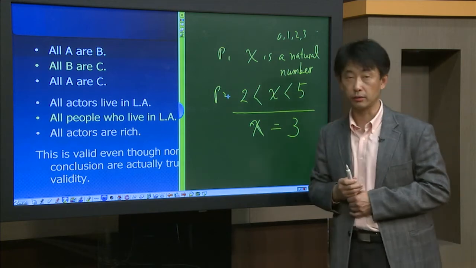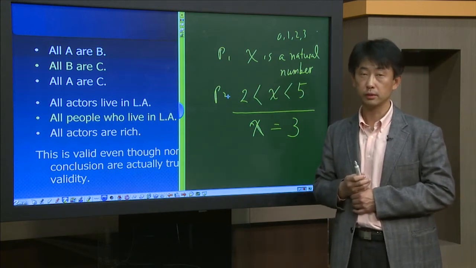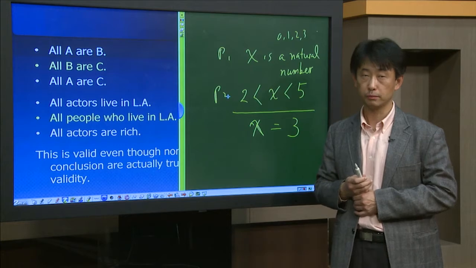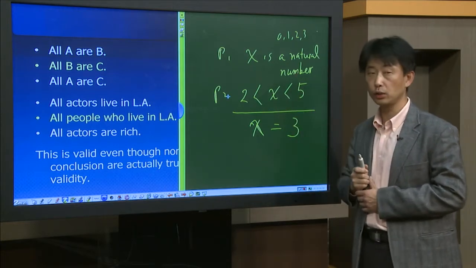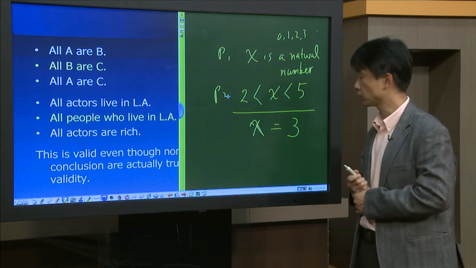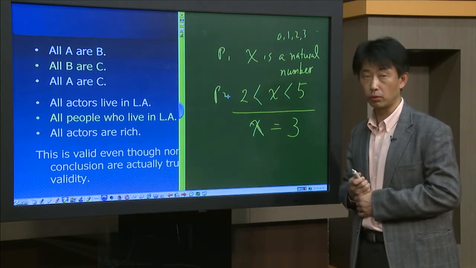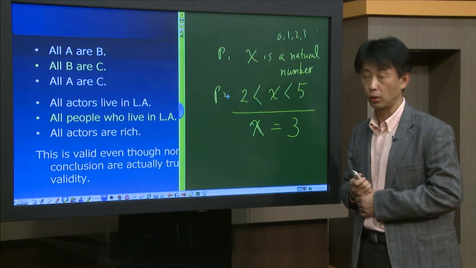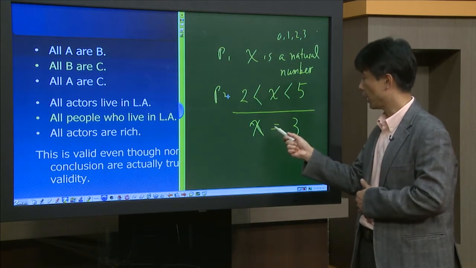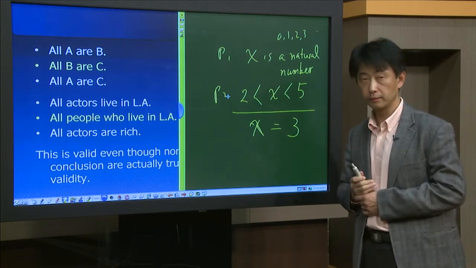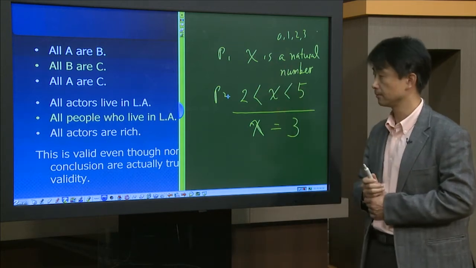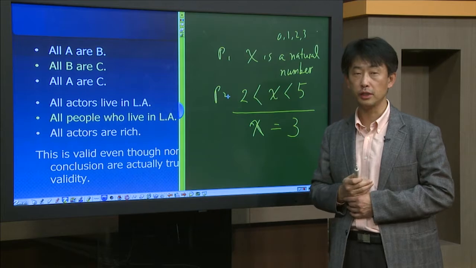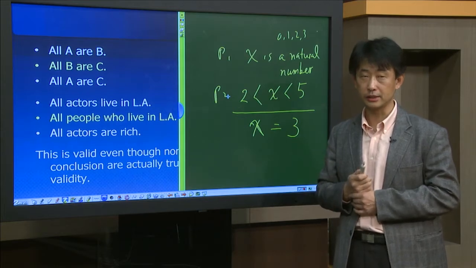And you can see that the conclusion need not be true. Because given that X is a natural number and X is between 2 and 5, X might be 4. So the conclusion, X is identical to 3, does not follow from these two premises. So what that means is this argument is not valid.